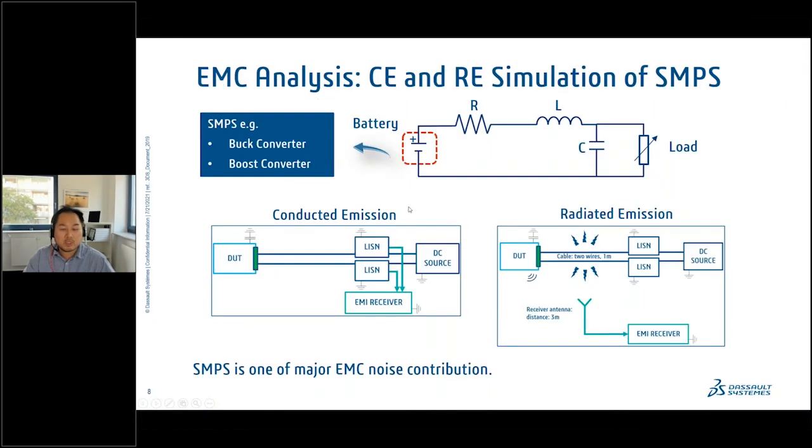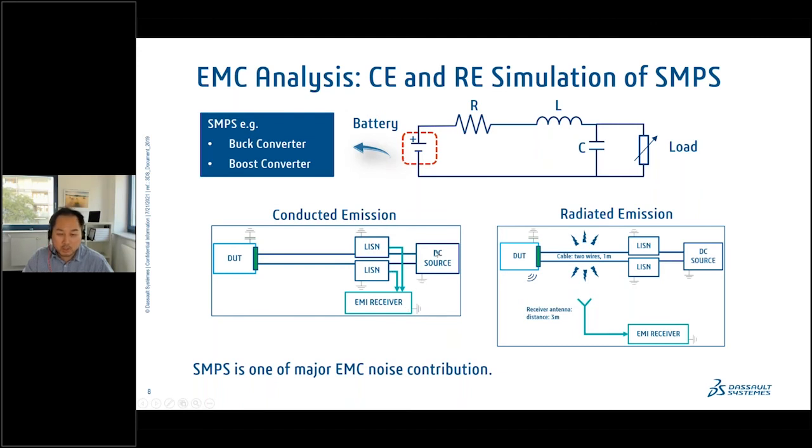Moving to the EMC analysis. In this case, I will shortly cover the battery. If you see here the batteries, typically the battery will be the switching mode power supply. So we have a buck converter or a boost converter in this case. Here you typically have the conducted emissions or the radiated emissions, because we know that in most cases the SMPS is one of the major EMC noise contributions. The conducted emissions are the noise coupled to the power line.